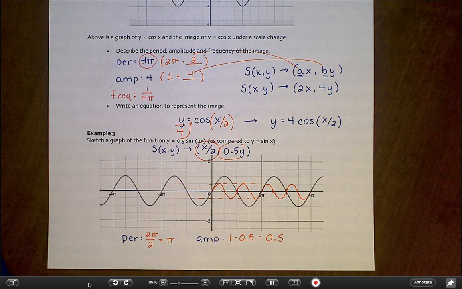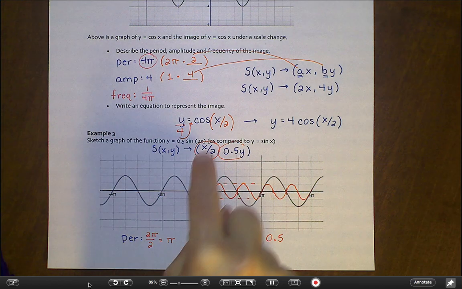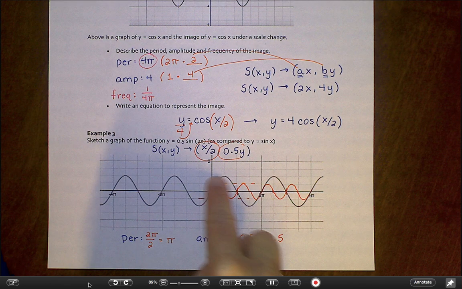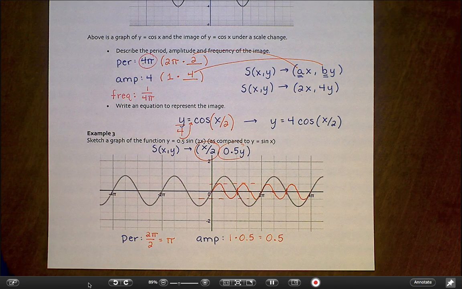Okay, and you do have Desmos to help you out too. So we could take this thing and type it into Desmos, and you would have an idea of what's happening here with this orange graph. Okay, that should be enough to get you going on lesson 4.7.